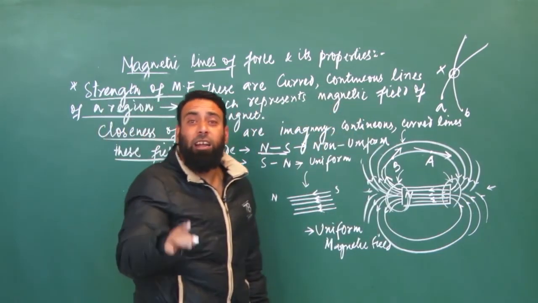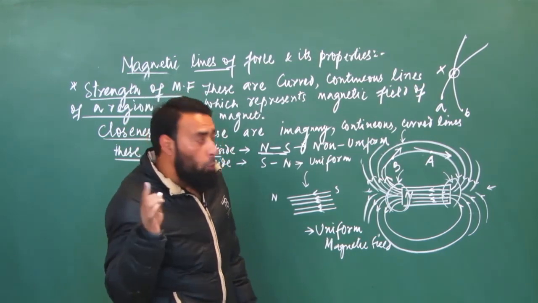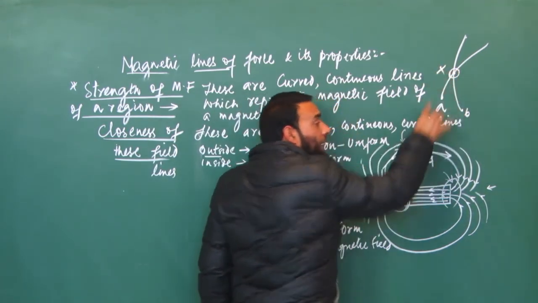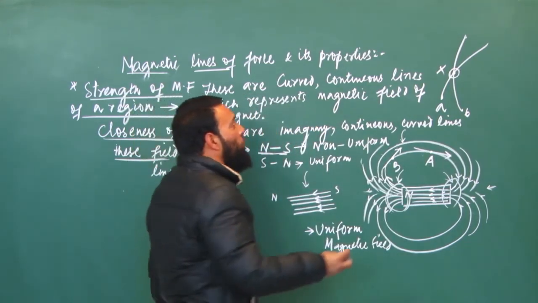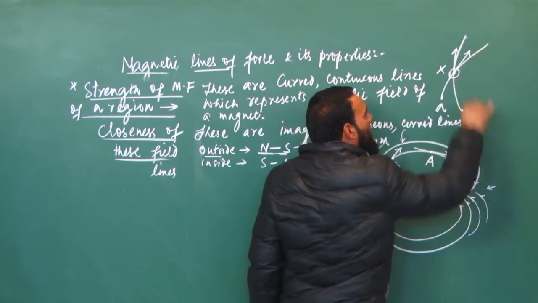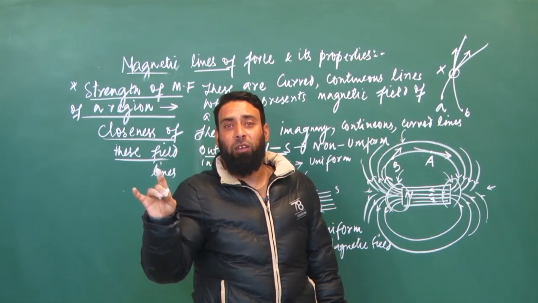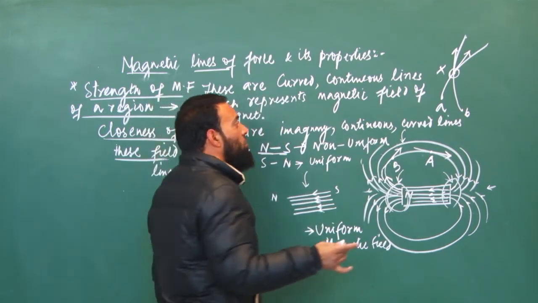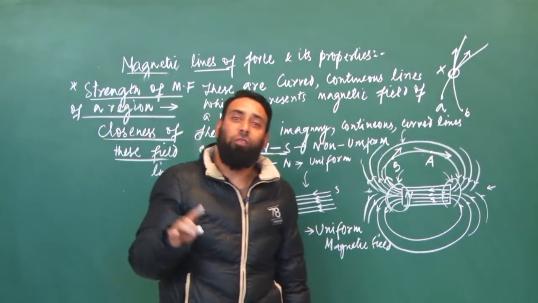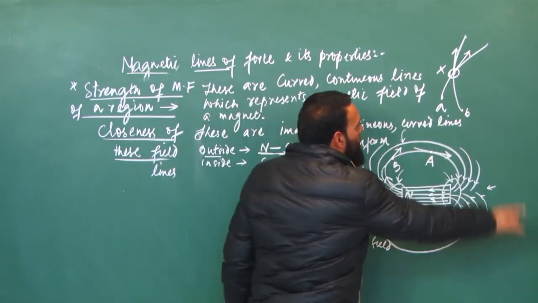The property is that two magnetic lines of force never intersect each other. But if they intersect, what will happen? Let's consider this point is the point of intersection where two magnetic lines of force intersect each other. Then if we draw a tangent at that point of intersection, we find there are two possible tangents. That means there are two possible directions. Is it possible that at any point of the magnetic field there are two possible directions? No. There is no possibility that the magnetic field direction at any point has two different directions. That is completely impossible. So this is why two magnetic lines of force never intersect each other.